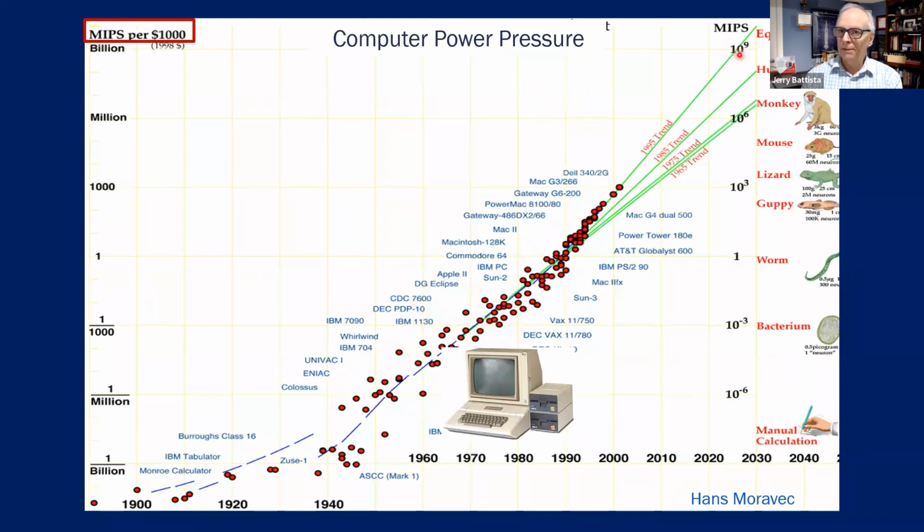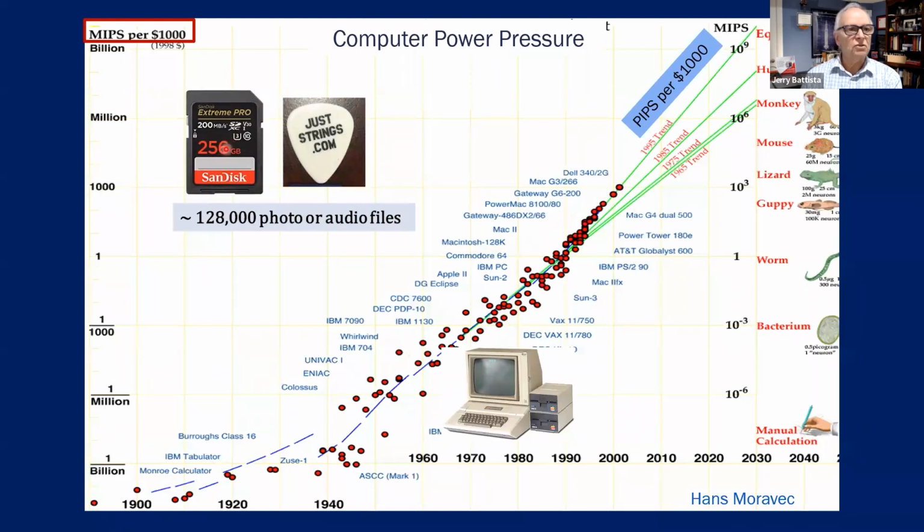And we're now at the point we're approaching 10 to the 9th MIPS, or another way to put it, PIPS, which is a peta instruction per second per $1,000. It's remarkable computer power. And also remember that memory has become extremely cheap. This is 256 gigabytes of memory on the size of a guitar pick. I play the guitar, so I had to use something that had to do with that instrument. And you can put 128,000 pictures or audio files on this small space. So the reduced cost of memory, the increasing power has fueled the development of algorithms.